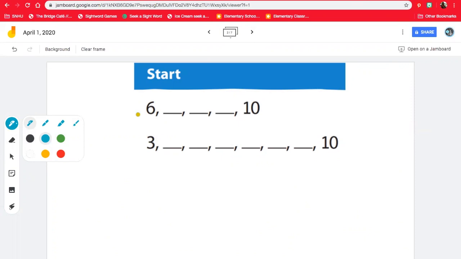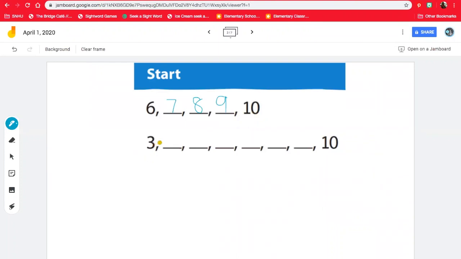So what's 1 more than 6? Well, I know if I count in my head after 5, 6, 7 is 1 more than 6. What's 1 more than 7? 8 is 1 more than 7. What's 1 more than 8? 9. And then the last number, 1 more than 9, is 10.